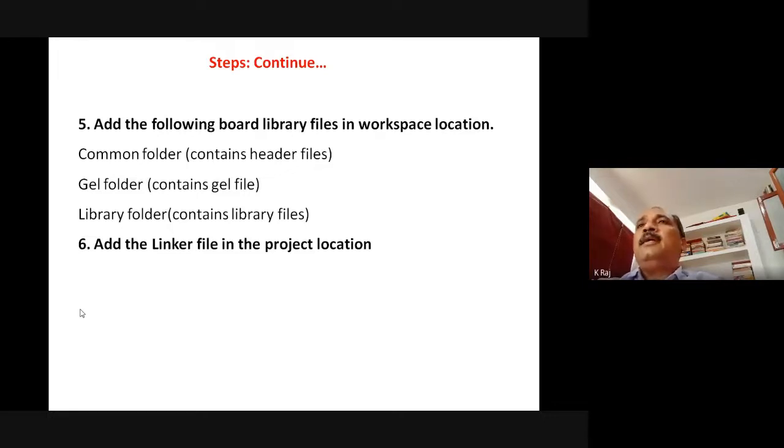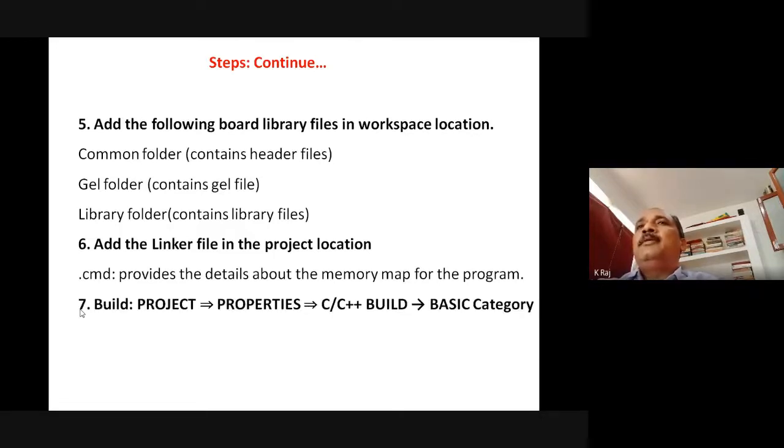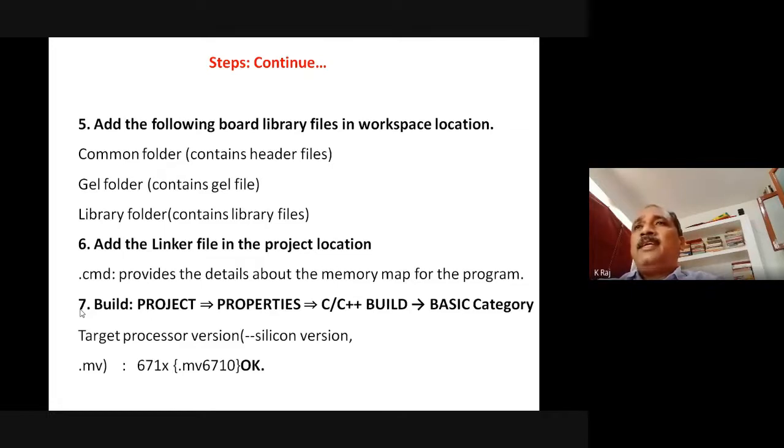Then add the linker file in the project location, that is the .cmd file. It provides the details about the memory map for the program. Then we come to the build. For this we select the project, go to project properties, then C++ build, and select the basic category. For the target processor version, we select the silicon version .mb 671x, that is the .mb6710, and then we press the OK button.